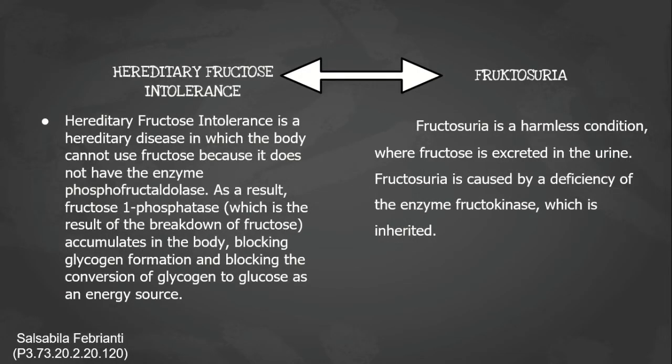3. Hereditary fructose intolerance. Hereditary fructose intolerance is a hereditary disease in which the body cannot use fructose because it does not have the enzyme to break down fructose. As a result, fructose 1-phosphate accumulates in the body, blocking glycogen formation and blocking the conversion of glycogen to glucose as an inhibitor.